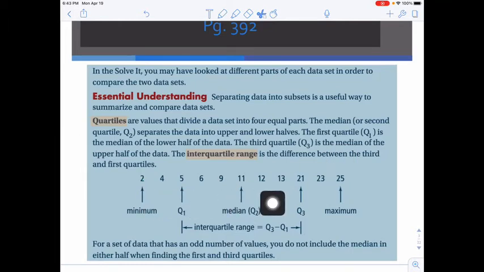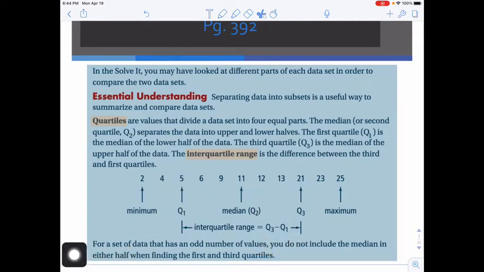Here we have an example of a set of data organized from least to greatest. The first number will be the minimum, the last number will be the maximum, the middle number will be the median, and then we will exclude this 11 here, and then we will find the median of the lower half, which is Q1, and 5 in this case. And then again, we will exclude the median and find the median of the upper half, which would be 21 here for Q3. The interquartile range is Q3 minus Q1, so we would take 21 minus 5.